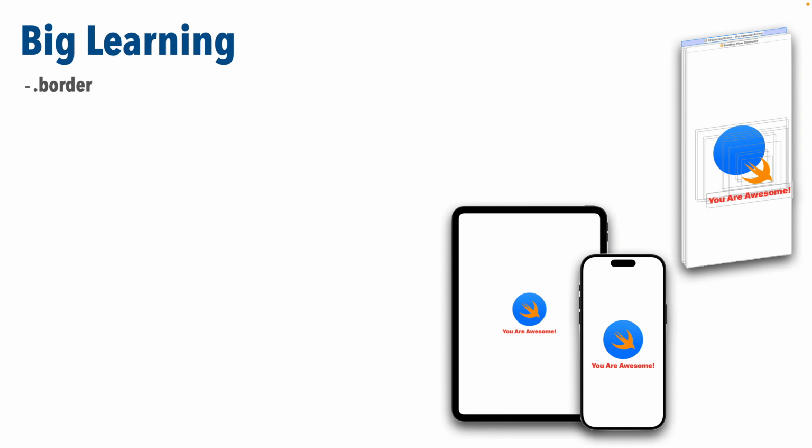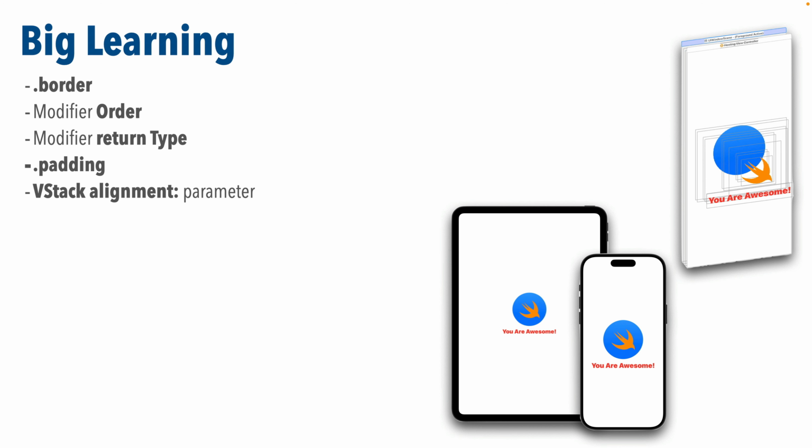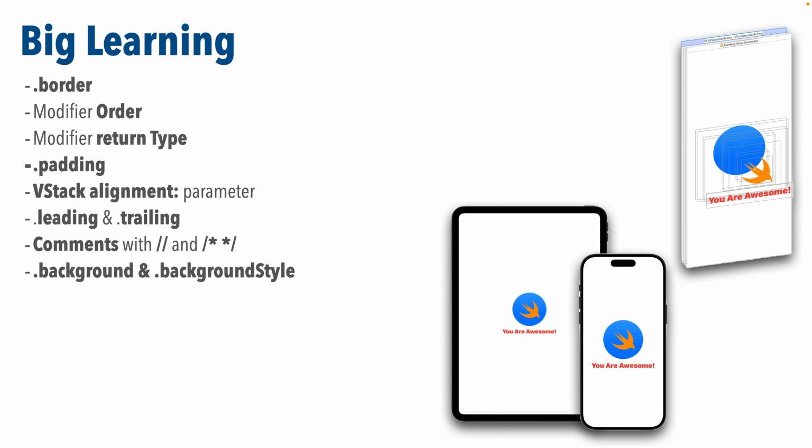And of course, we've had a ton of big learning in this lesson. We learned about the border modifier, really helpful for understanding how our views render and for debugging layouts. We learned about modifier order and how this influences the rendering of modified views and how return type can dictate modifier order. We learned about the padding modifier and various ways to change and customize padding. We learned about VStack's alignment parameter with dot leading and dot trailing. We learned about comments with // and the group comment with /* */. We learned how to set color with background. And we also learned a bit about the lesser used backgroundStyle modifier.